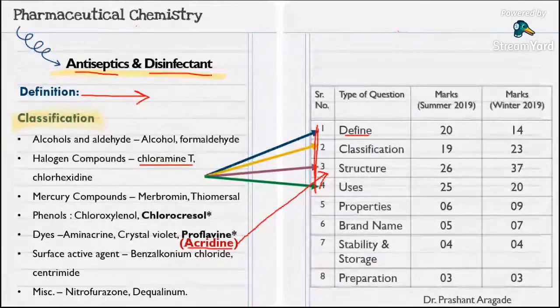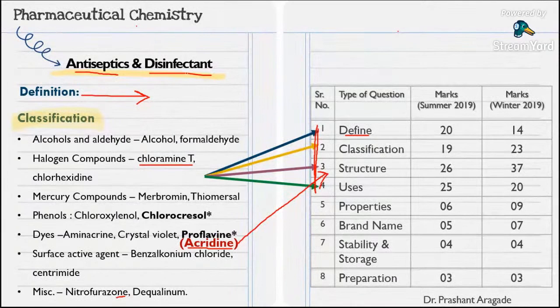Means you will be able to get half marks. Or if suppose the uses is for 1 mark, you will definitely get 1 mark. So from the classification, we have to think differently, that is reversely. So if they ask the question, write down the uses of nitrofurazone, then you have to write down that it is used as an antiseptic and disinfectant.